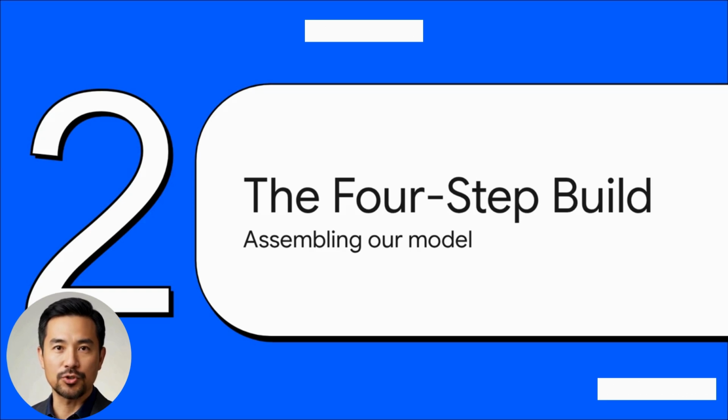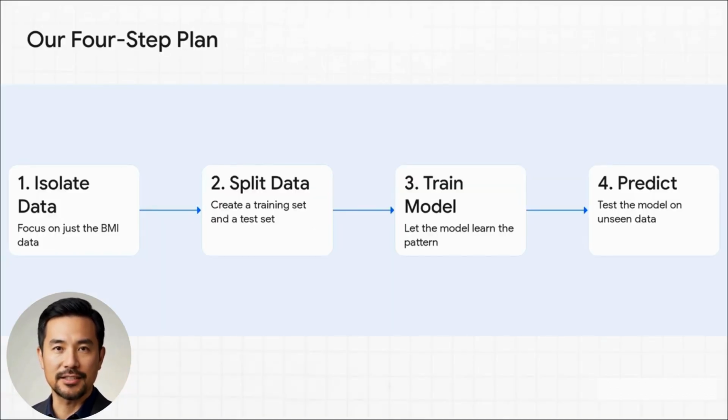Now, I know this might sound complicated, but don't worry. We're going to break it down into a super straightforward 4-step process. Just think of it like a recipe or a blueprint. Here it is. This is our roadmap. First, we'll isolate the specific data we need. Second, and this is crucial, we'll split that data into a training set for our model to learn from and a test set to grade it later. Third, we'll train the model. And finally, number 4, we'll use it to make some predictions.